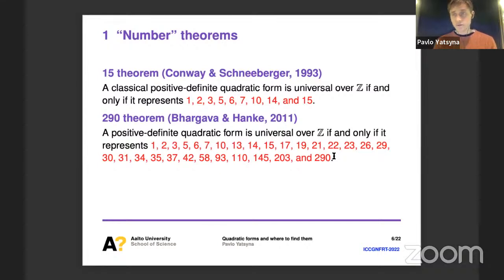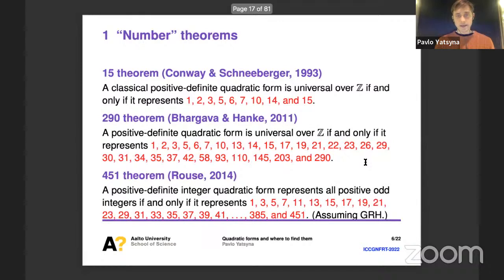And the answer is no. For any of the integers in this list, we can forget that one integer, and there exists a form which represents all the other integers but doesn't represent this missing integer. So in some sense, this list is optimal.